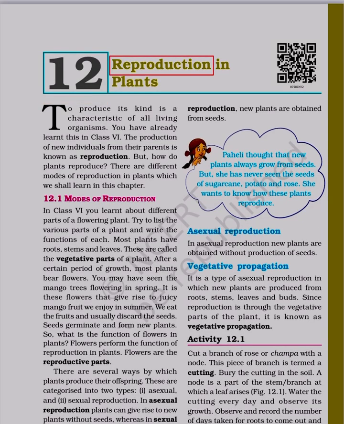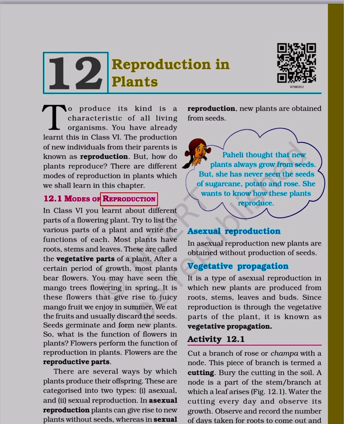12. Reproduction in plants. To produce its kind is a characteristic of all living organisms. You have already learnt this in class 6. The production of new individuals from their parents is known as reproduction. But, how do plants reproduce? There are different modes of reproduction in plants which we shall learn in this chapter.